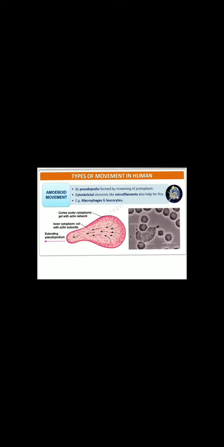Hydra is an example which uses tentacles to capture prey and for its locomotion. Limbs help to change body postures and for locomotion. So we have various examples on our slide, with pictures showing different movements in different kinds of organisms. Now we are going to look in detail at what exactly amoeboid movement is.